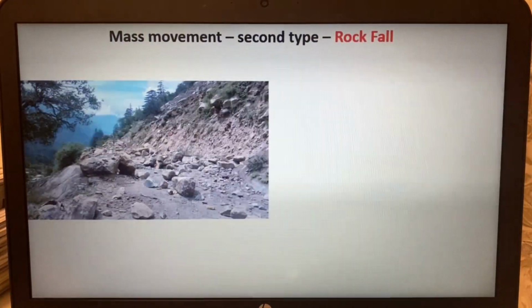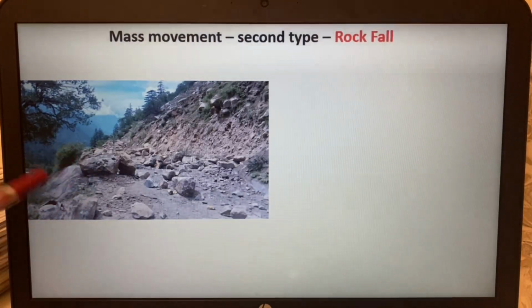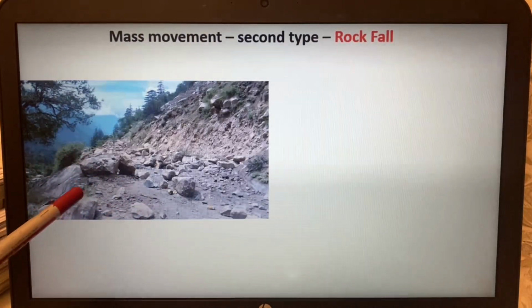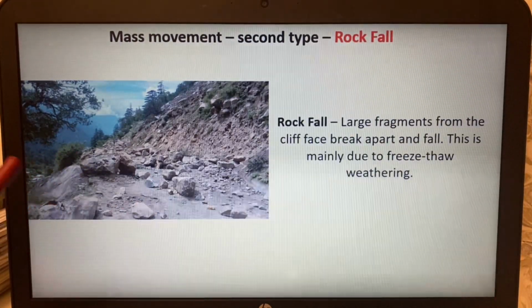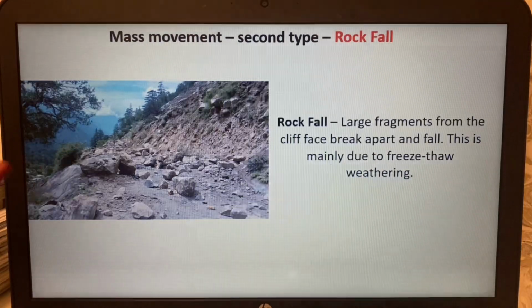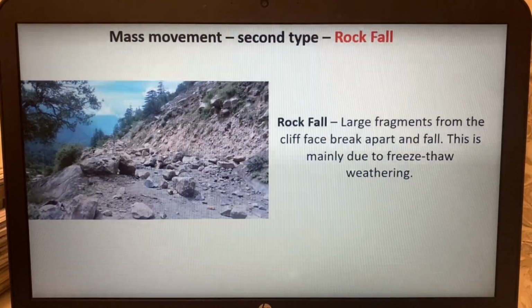The second example of mass movement that you should remember is rockfall. As you can see from this picture, large fragments of rock have come falling down. Again, this could be because of weathering, so mainly freeze-thaw weathering.